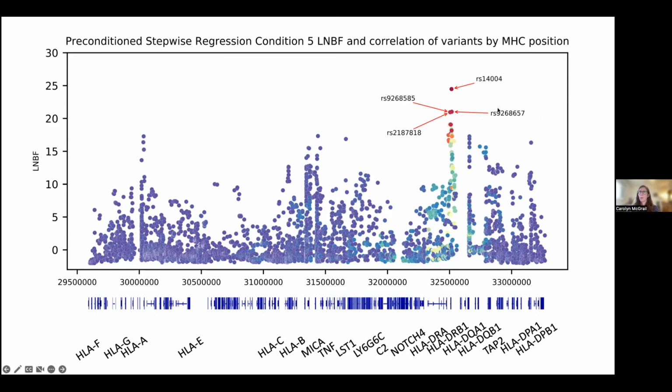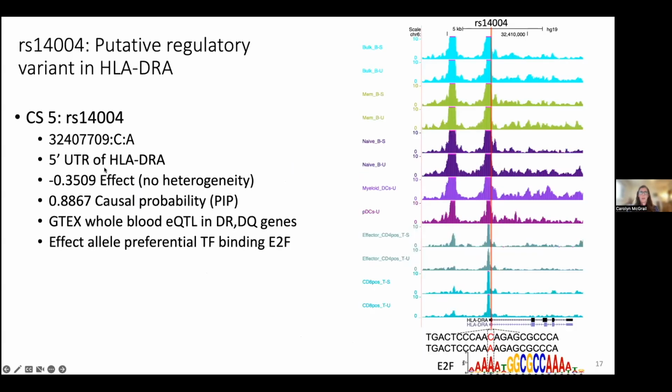And so this is the credible set for condition 5, where there were about 12 variants found in this credible set and in very high linkage to each other. And these are the top 4 in the credible set. But rs14004 was definitely of most interest, as it had the highest causal probability, almost 90% likely to be the causal SNP in that credible set, and is also present right in the promoter of HLA-DRA.